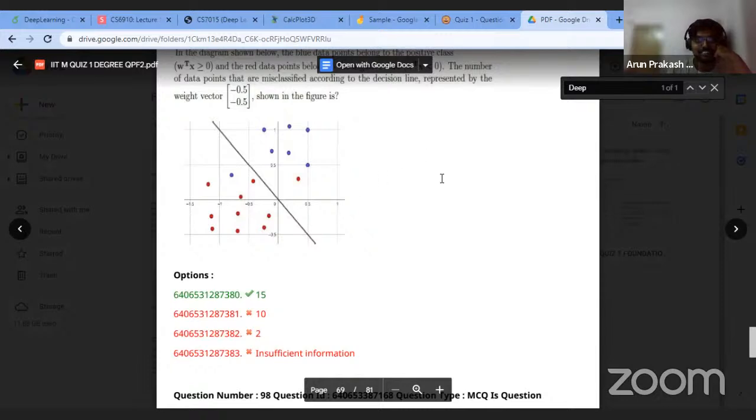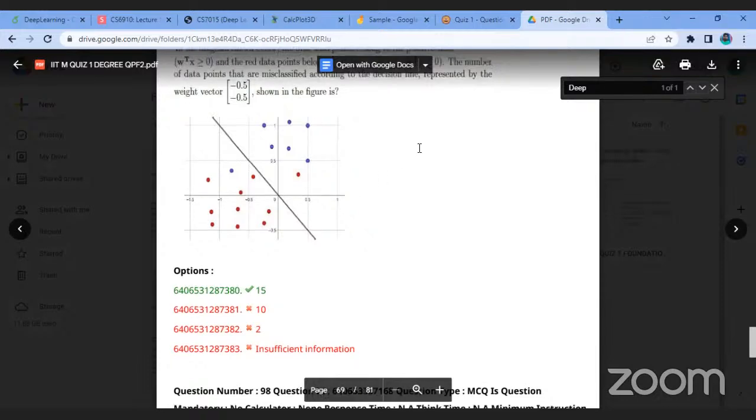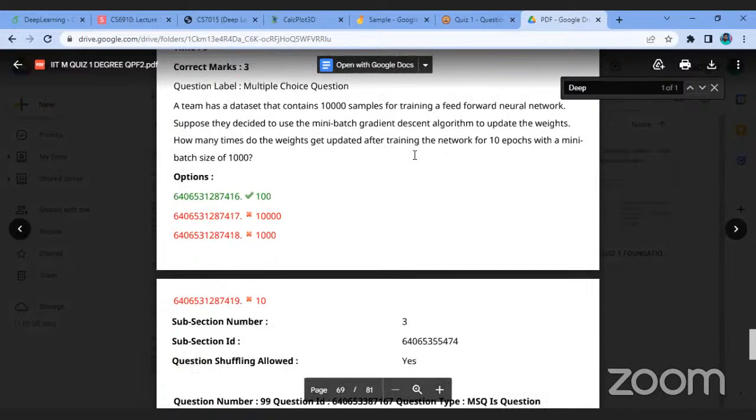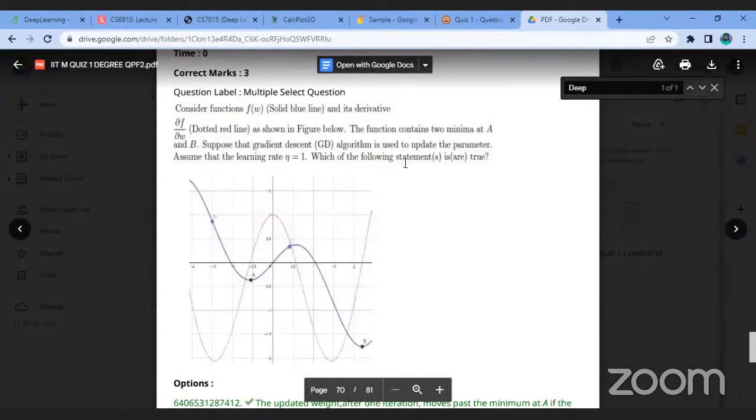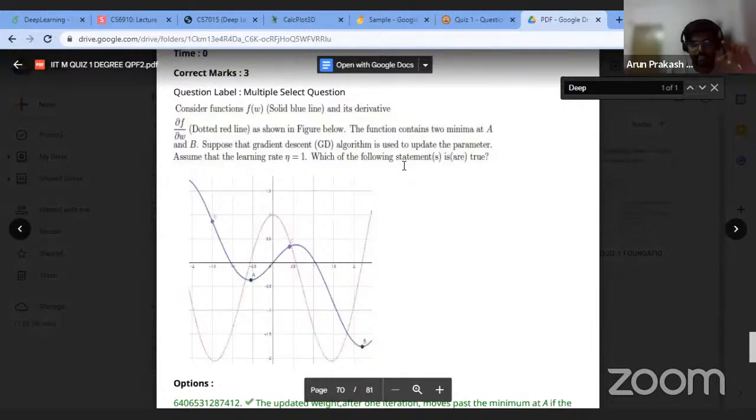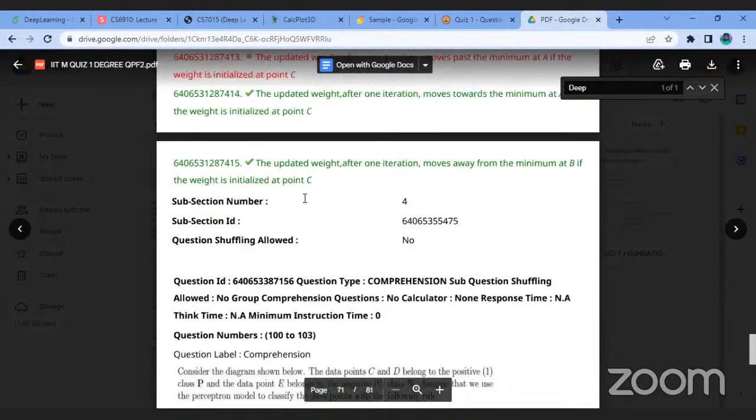Sir, please go below. So below, there is a question: after 3 iterations, where will be the line? Below, sir. This one? Sir, below. So please go below.